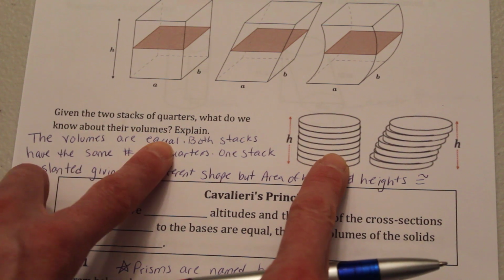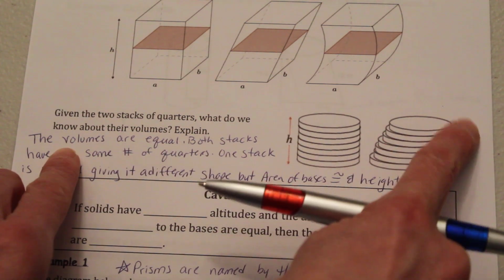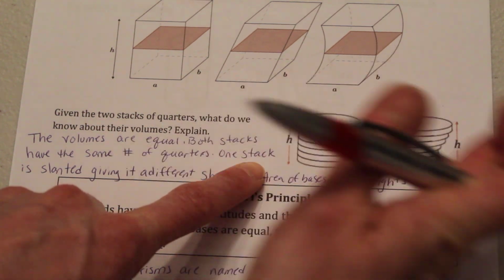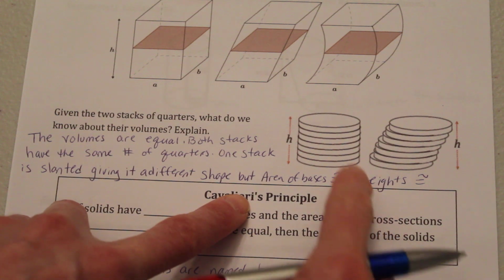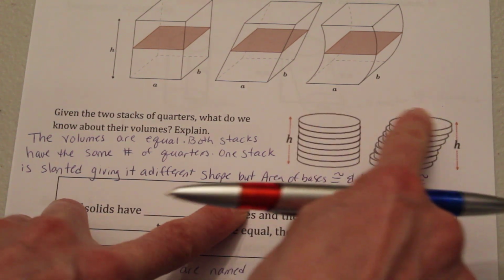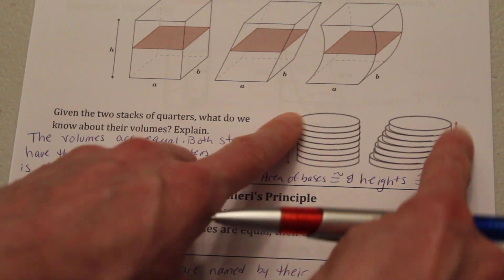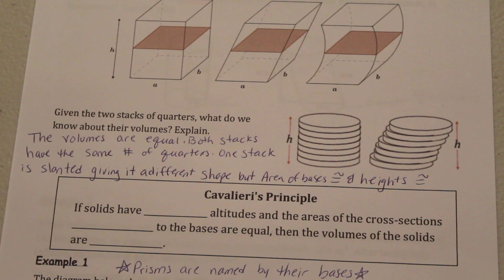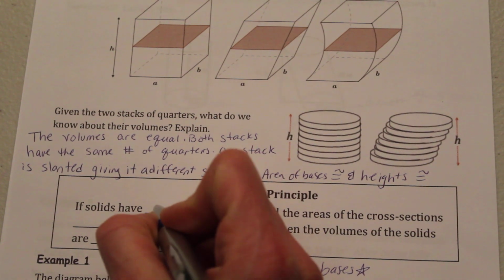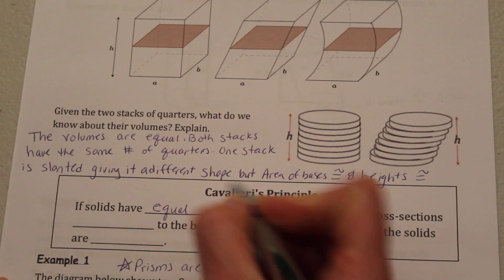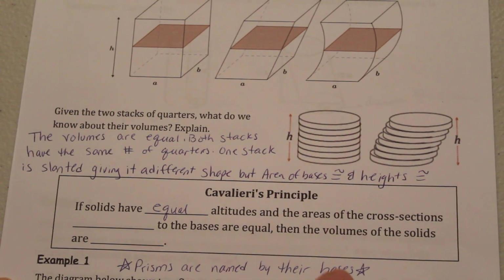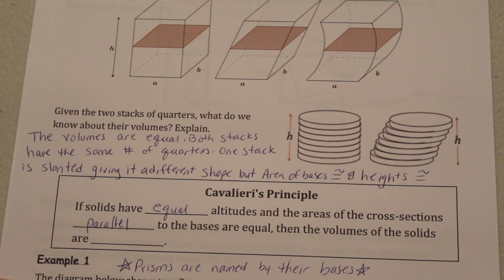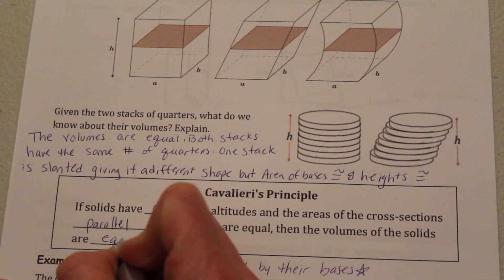Well, the volumes are going to be the same because both stacks have the same height, and they have the same number of quarters in it. One stack is just a little bit slanted, giving it a different shape. But the area of the bases, the area of the circular coins, are going to be the same, and the heights are the same. So therefore, the volumes will be the same. So Cavalieri's Principle, once again: if you have equal or congruent, whatever word you like to use, altitudes, and the area of the cross sections parallel to the base are equal, then the volumes of these solids are also equal.